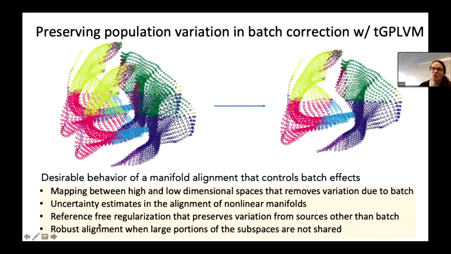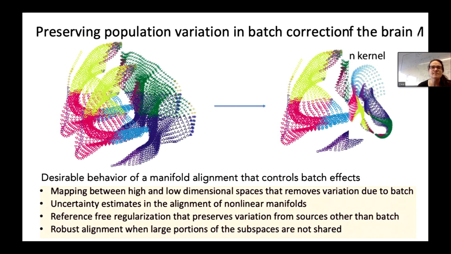Finally, we wanted to make sure that there was robust alignment even when large portions of the subspaces are not shared. And so actually we can go to the total extreme where none of the subspaces are shared in the model that we have, which I'll tell you about. But we can also have the small overlapping groups like Rahul was talking about as well.